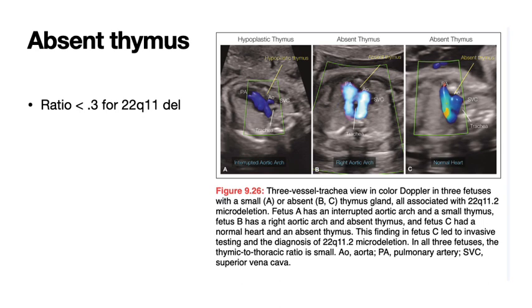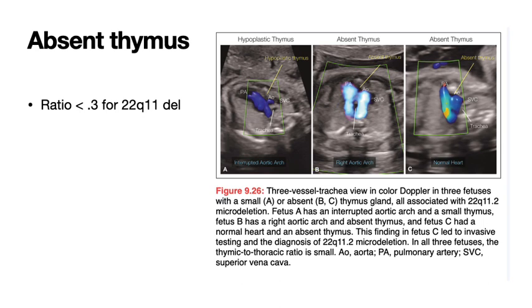Now, you can have an absent thymus, you can have an undergrown, hypoplastic thymus, but generally, anytime the ratio is less than the normal, 0.44, be thinking there's a problem with the thymus. Very frequently, the ratio is less than 0.3 when you're talking about 22q11 deletion, or DiGeorge syndrome, or velocardiofacial syndrome.